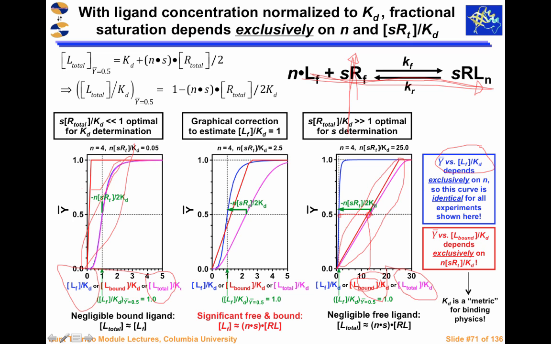most ligand, the vast majority of ligand is bound. The total ligand curve is basically reflecting primarily bound ligand. You're measuring stoichiometry because stoichiometry determines how much bound ligand you're going to need to get a certain degree of saturation. Over here, the amount of bound ligand is insignificant, and so the total is about equal to free.